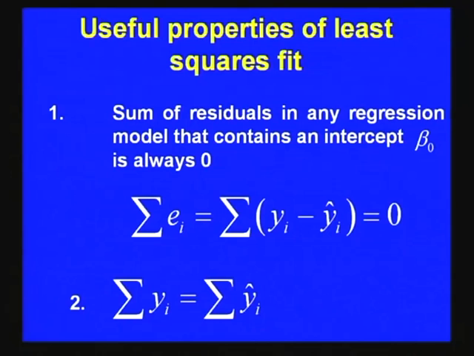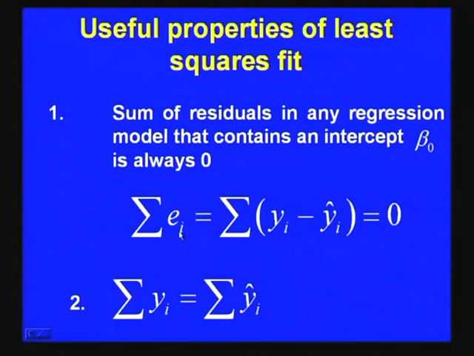Well, next we move to the useful properties of the least square fit. We know what a residual is. This ei is the difference between the observed response value and the predicted or estimated response value. It says that the sum of residuals in any regression model that contains an intercept beta naught is always 0. Okay, I am going to prove this one.